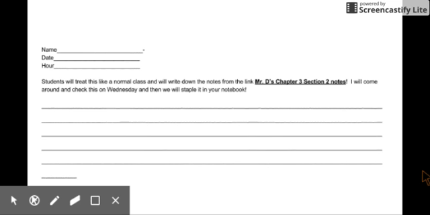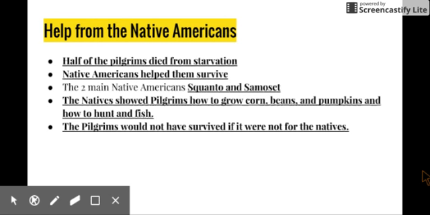Okay, you need to write the bold and underlined words on this slide. Help from the Native Americans. Half of the pilgrims died from starvation. Native Americans helped them survive. The two main Native Americans were Squanto and Samoset. The natives showed pilgrims how to grow corn, beans, and pumpkins and how to hunt and fish. The pilgrims would not have survived if it were not for the natives.